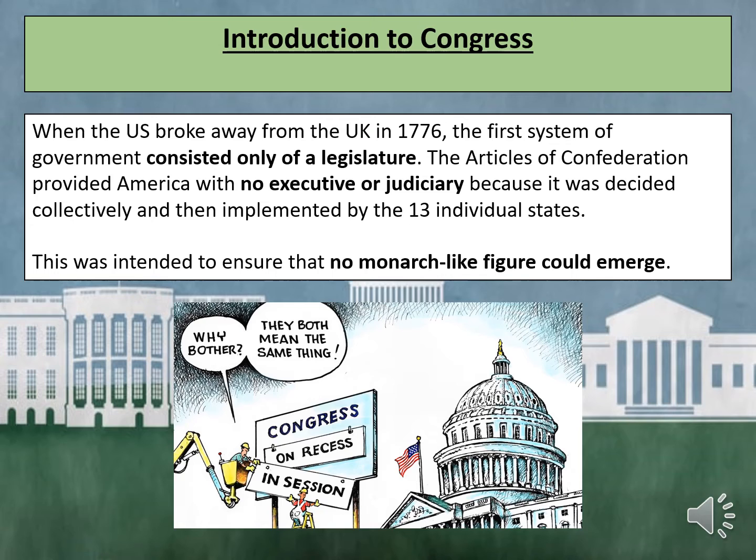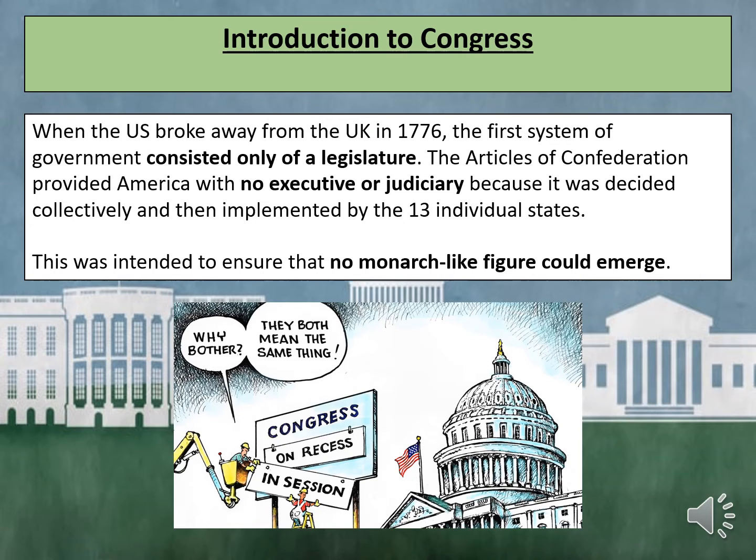When the US broke away from the UK in 1776, the first system of government consisted only of a legislative. The Articles of Confederation provided America with no executive or judiciary because it was decided collectively and then implemented by the 13 states later on. This was intended to ensure that no monarch-like figure could emerge.